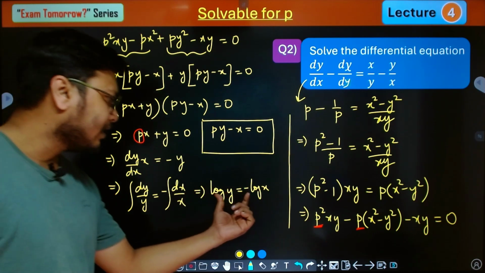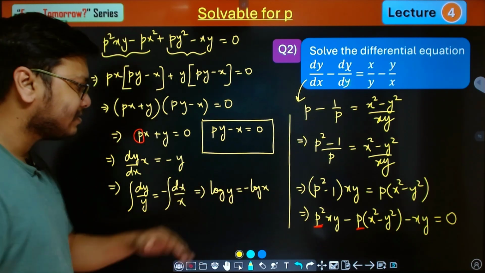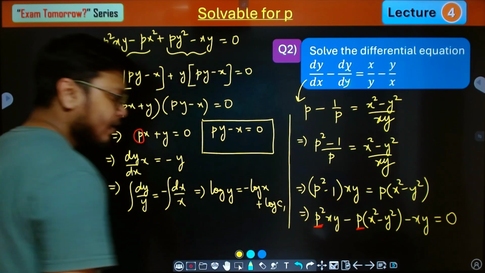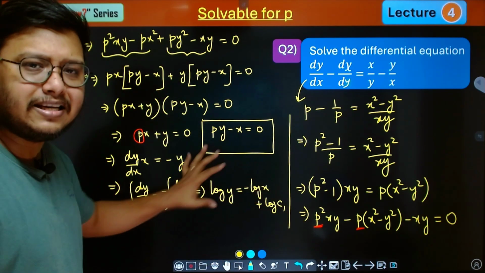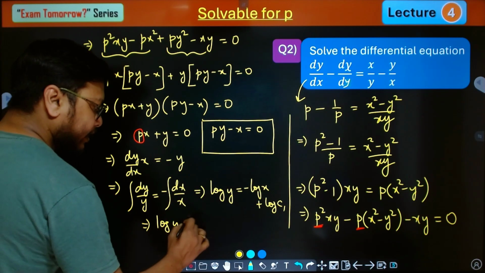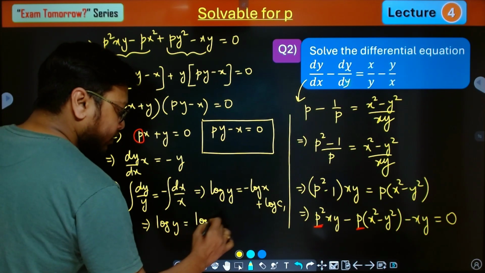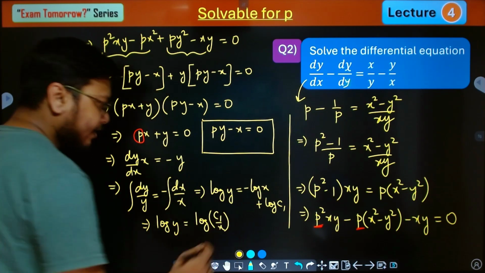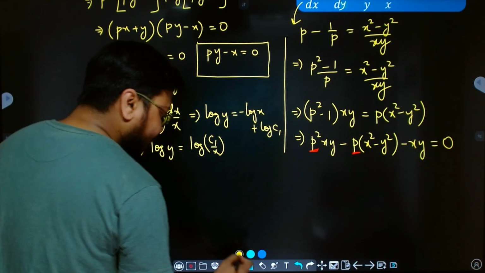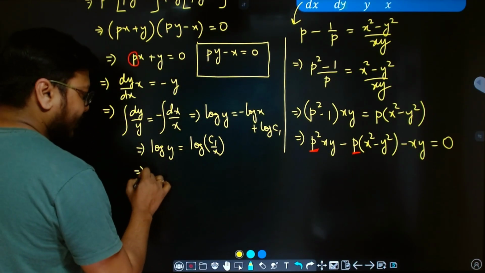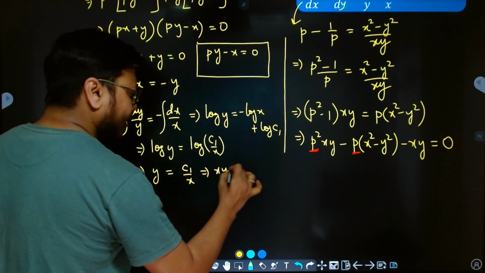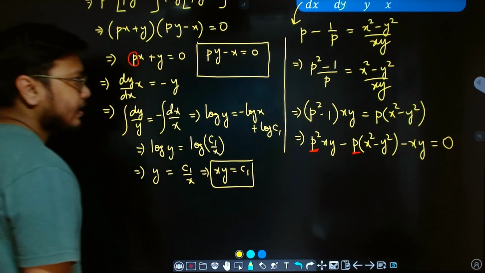Since we are having all the terms as log terms, let's take the constant as log c1, so that I can easily get rid of the logs. So I have basically log y equals log c1 upon x. If I combine the two logarithmic terms and remove the logs, I'll have y equals c1 upon x. That means xy equals c1, which is a constant.